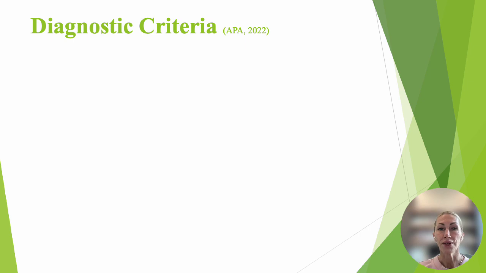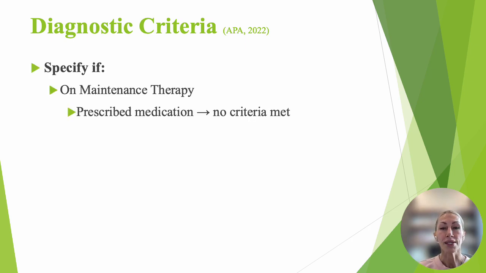Another important specifier is if they are on maintenance therapy. This applies when a person is taking a prescribed medication, such as methadone, to manage their condition. In these cases, the individuals may no longer meet the diagnostic criteria for opioid use disorder, but their ongoing medical supervision is essential to support their recovery.